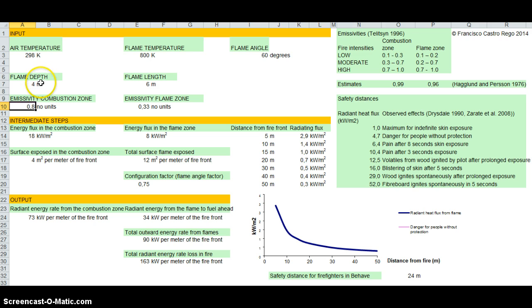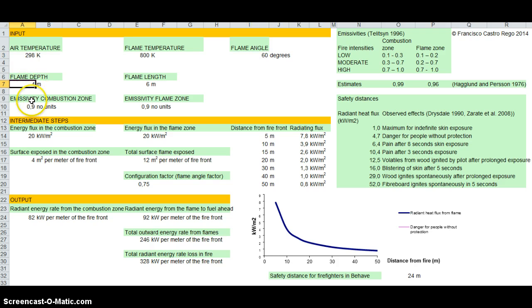For instance, we know that if we have a 4-meter depth in the flame, it's of course a fire with a high intensity, and the value should be somewhere between 0.7 and 1, which is consistent with the estimates provided by these researchers. So by using that, we can have an emissivity value. Let's talk about high intensity fires. Let's have 0.9 here, and the emissivity of the flame zone also 0.9. So we are talking about really high intensity fires.